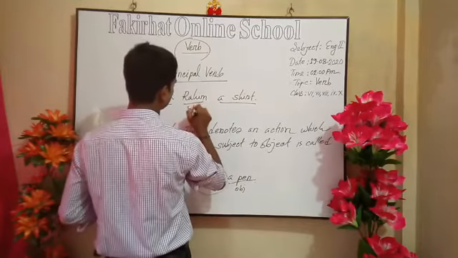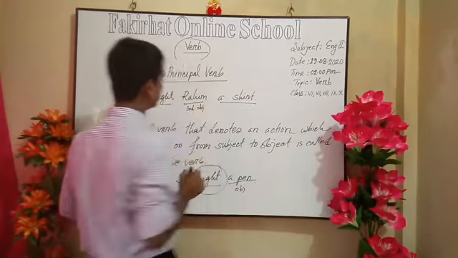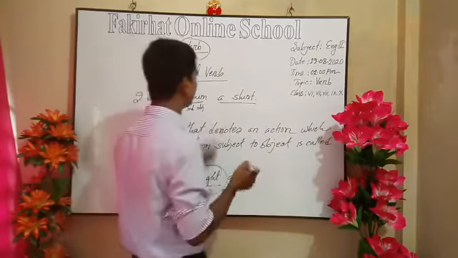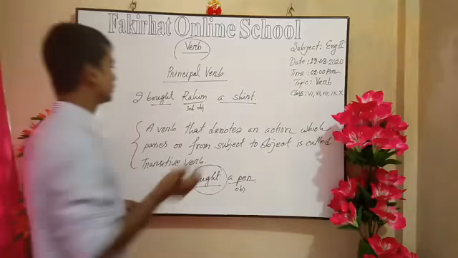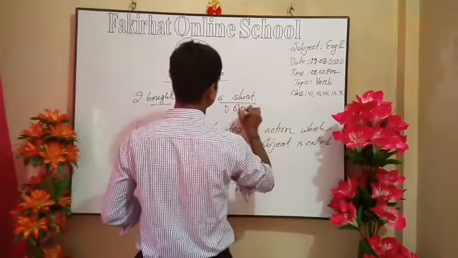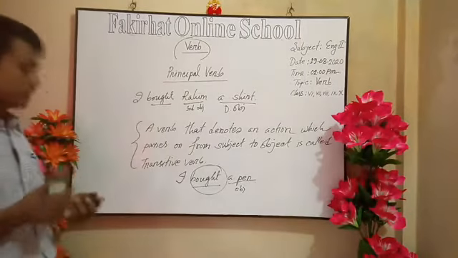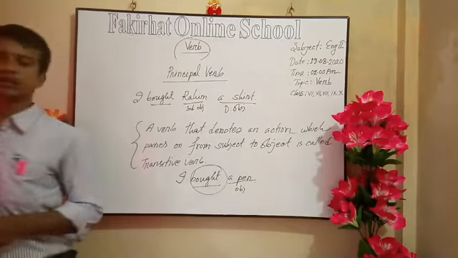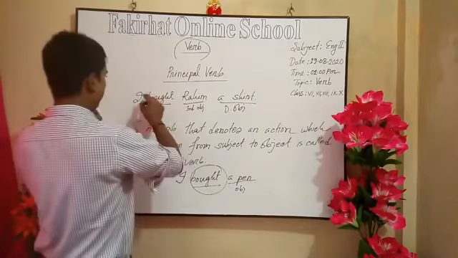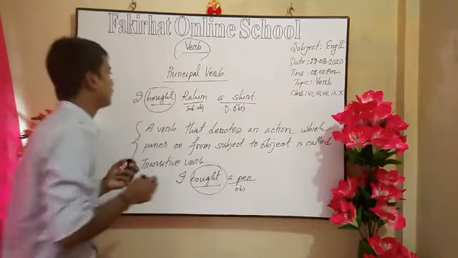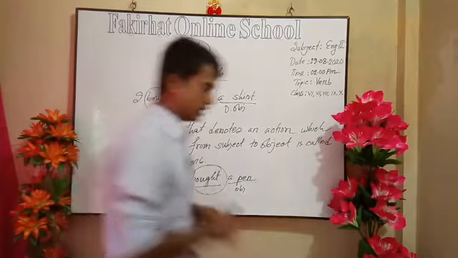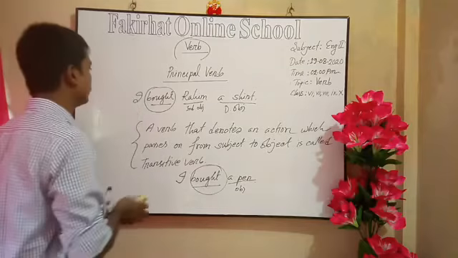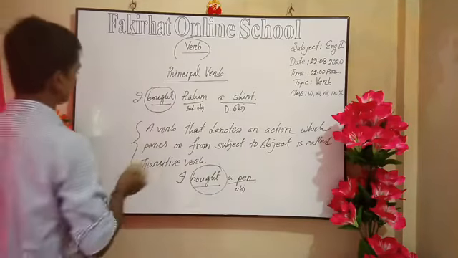Rohim is the indirect object. In the Bengali version, it is Byaktibachok. That's why it is an indirect object. And a shirt, in the Bengali version, is Bostubachok. That's why it is the direct object. So in this example, we can see two objects with a verb, so this verb is an example of a transitive verb. So I hope you have understood what transitive verbs are and what the uses of transitive verbs are.